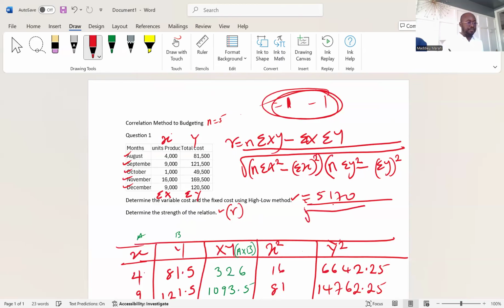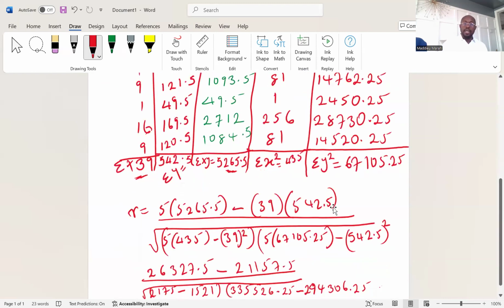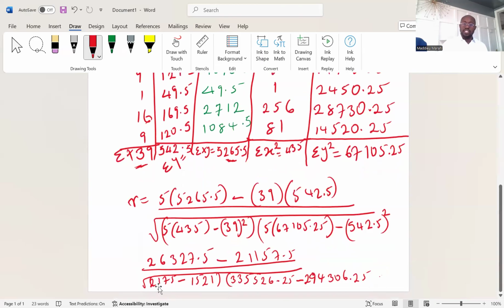Let's see. What's the square root? Now, come to this. Square root, this 2175 minus 1521 is one set of answer. And 335526.25 minus 294306.25 is another answer. So get the two differences and multiply each other. When you multiply each other, let me see. My calculator can do all that straight away.